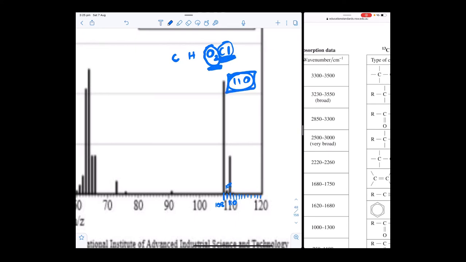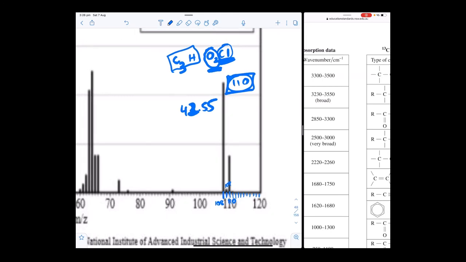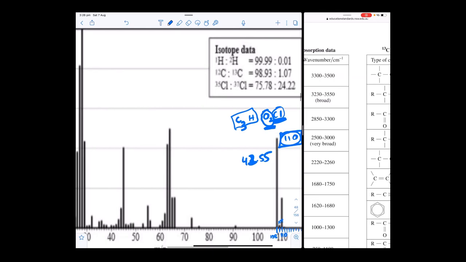Yeah? Tell me, Ryan. 6.5, so 110 minus chlorine and two oxygens is 6.5. Oh, I'm sorry. I minus the carbons as well. Sorry. No. 42.55. 42.55, is that right? Yeah, 42.55. Good. And so I know the carbons and hydrogens need to add to 42.55, which means I can only have three carbons, which would take me to 36. And how many hydrogens would take me to about 42.55?